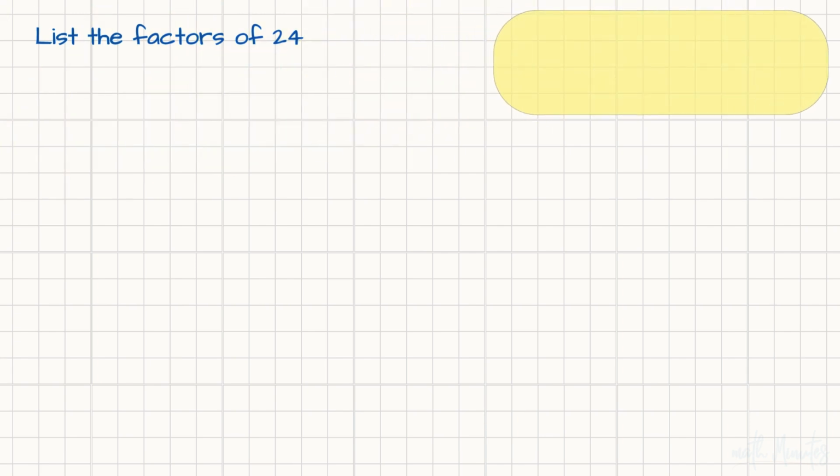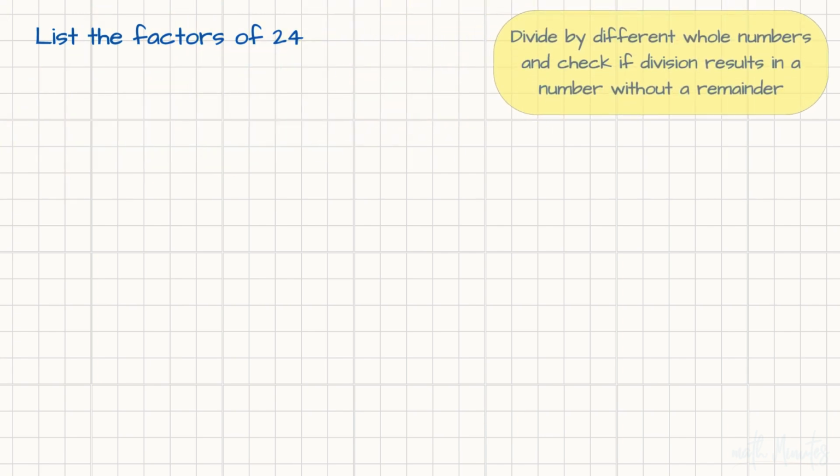Let's delve deeper into factors. Imagine you have a number and you want to find its factors. You can start by dividing the number by different whole numbers, and if the division results in a whole number without leaving a remainder, then that number is a factor. Let's take the number 24 as an example.